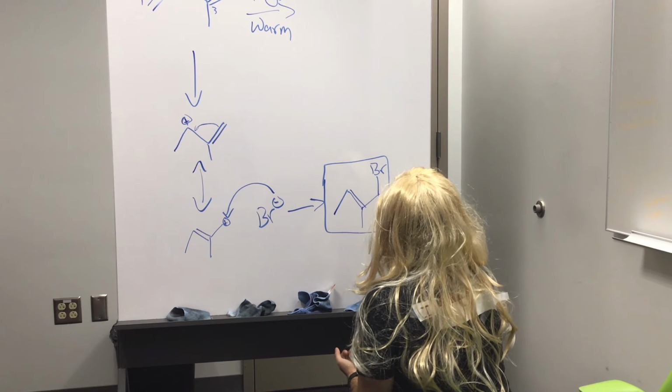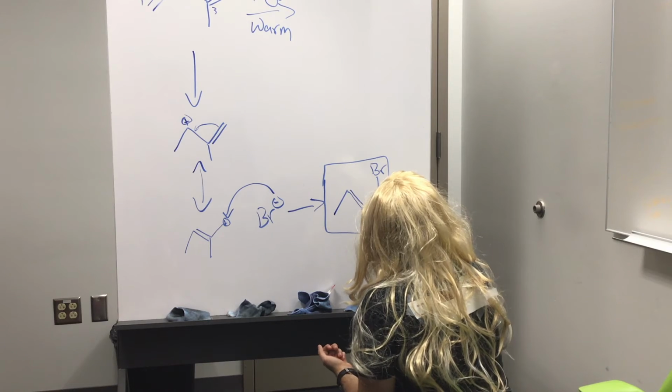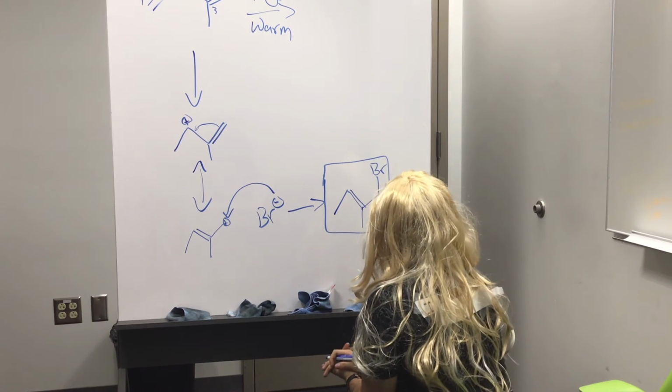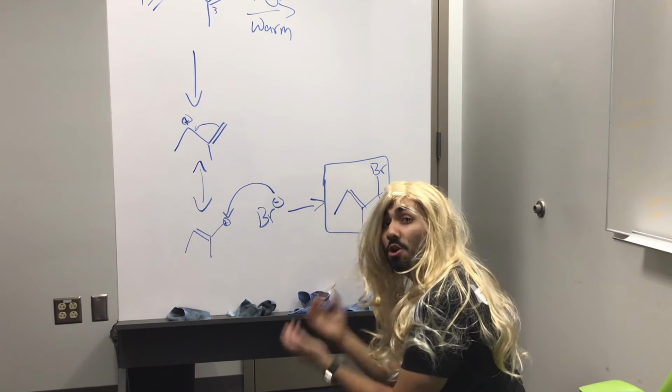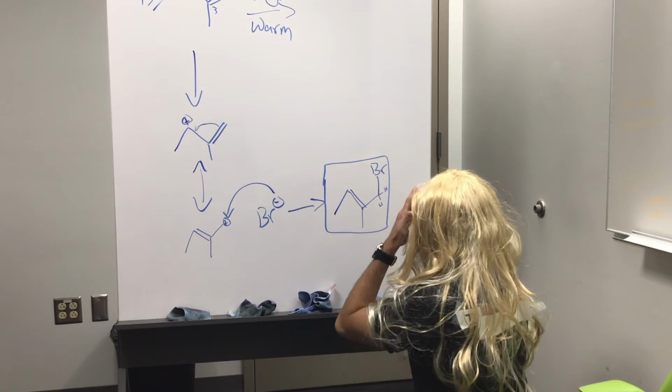Now, keep in mind right here, there are technically 2 hydrogens, so we didn't necessarily form a new stereocenter, and we don't need to indicate plus or minus because this isn't a racemic mixture.